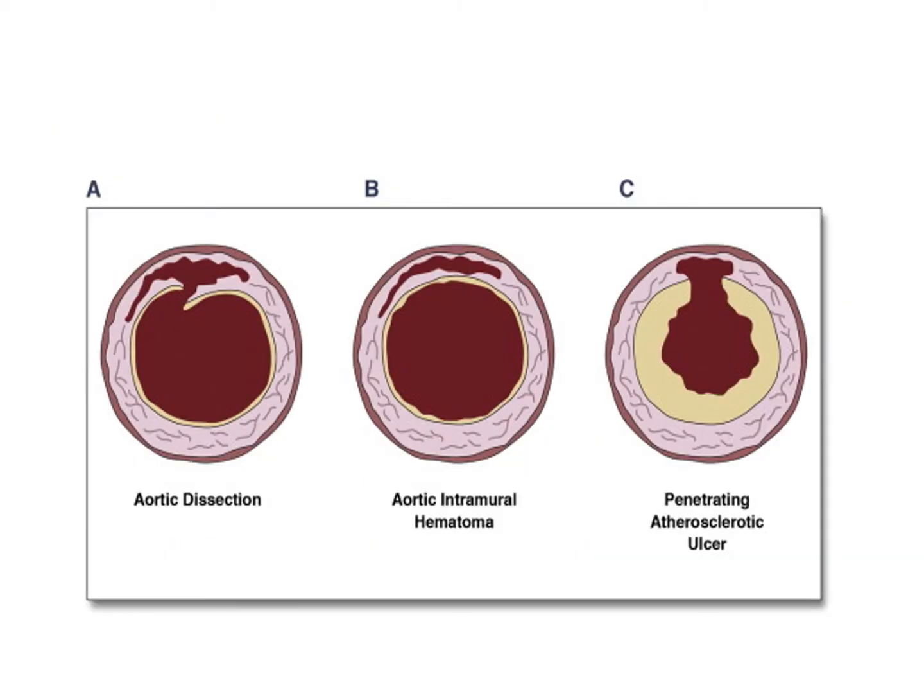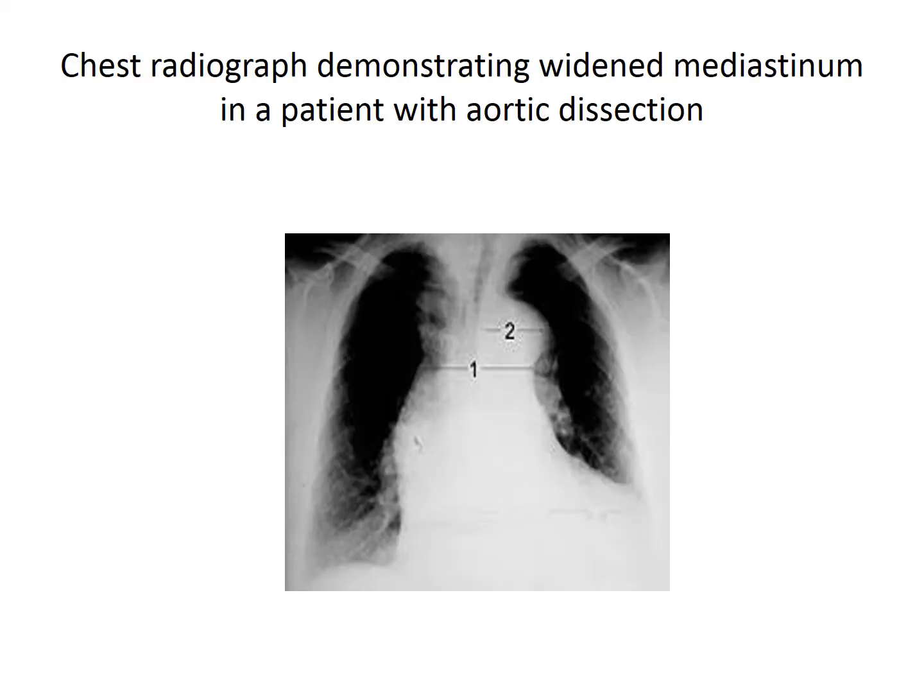This diagram shows the several types of acute aortic syndromes, either aortic dissection, aortic intramural hematoma, or the penetrating atherosclerotic ulcer. Chest radiographs are usually non-specific, but they may demonstrate a widened mediastinum in a patient with aortic dissection.